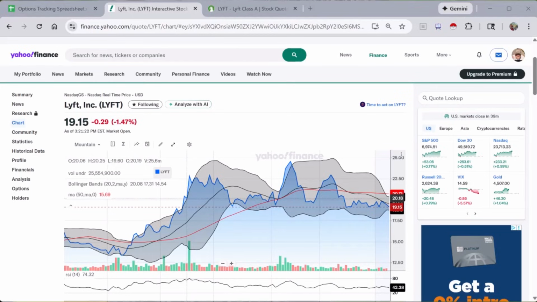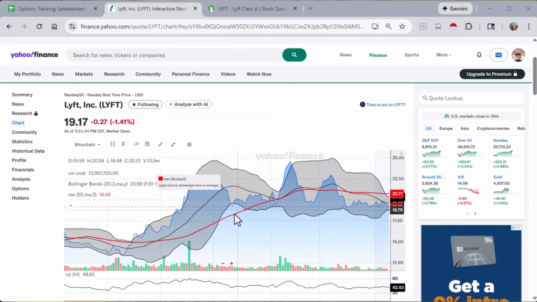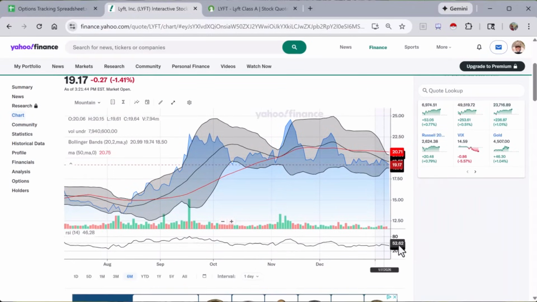I've been watching Lyft for a while, and it is to a point where I think I'm okay with selling a cash secured put. So I have the Yahoo chart here. If you watch my videos, I kind of look at just a couple things here. I have the Bollinger Band, which includes the 20-day moving average. I add the 50-day moving average, and down here I have the RSI.